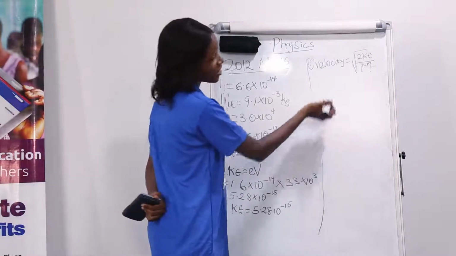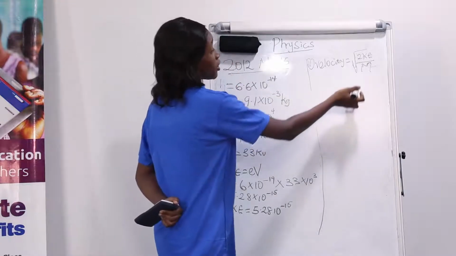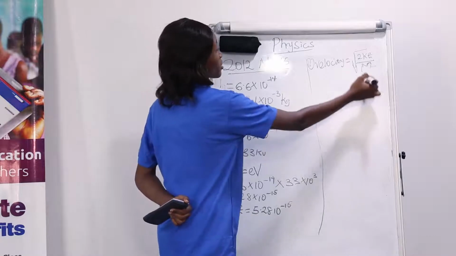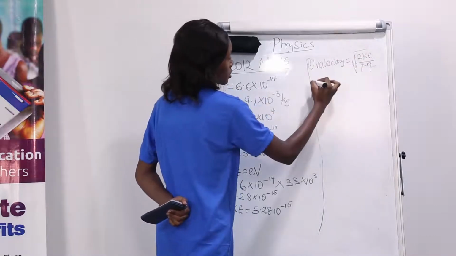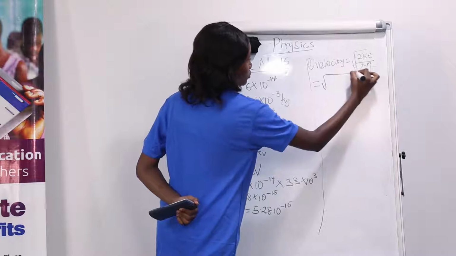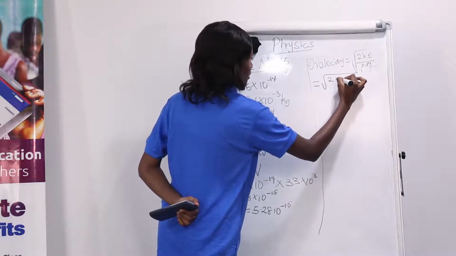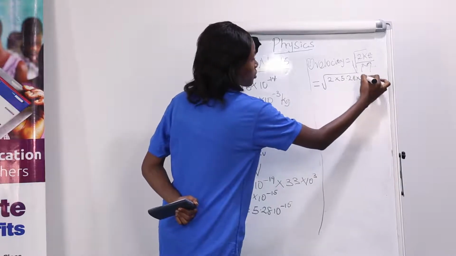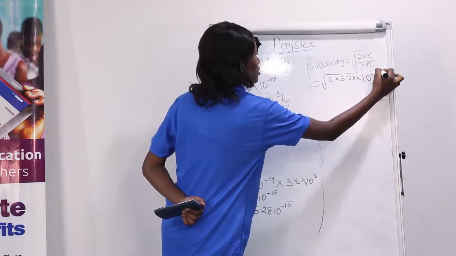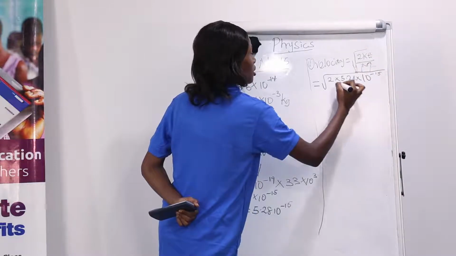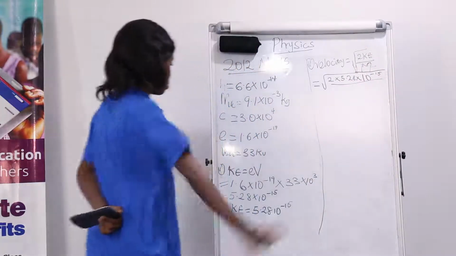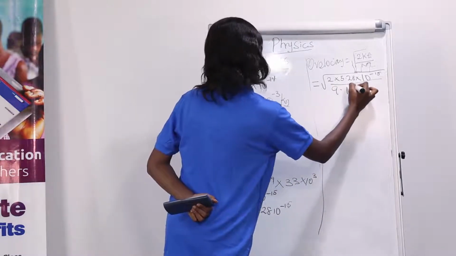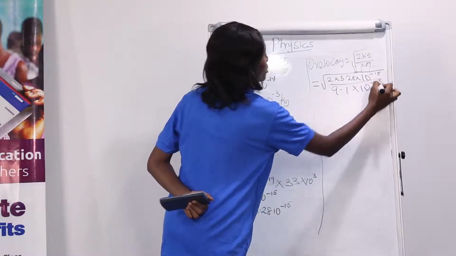To calculate the velocity, 2 times our kinetic energy divided by the mass of electrons in square root. That is 2 times 5.28 times 10 raised to the power minus 15 divided by 9.1 times 10 raised to the power minus 3.